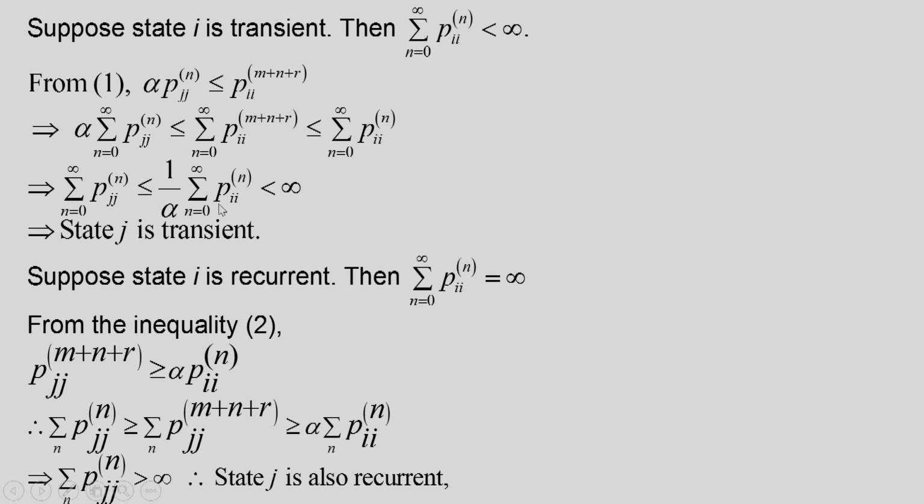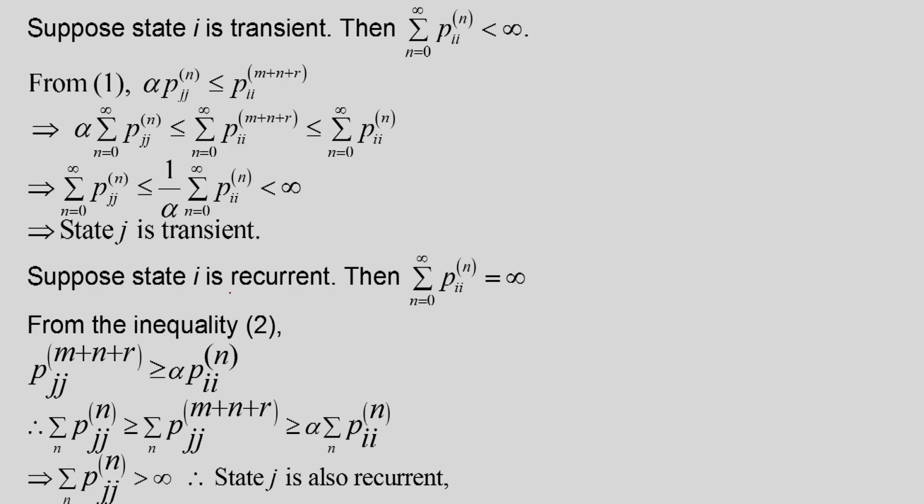So what does it mean? That means if state i is transient, then state j will be also transient. So that way we showed that if i and j communicate, then if i is transient, j must be transient.